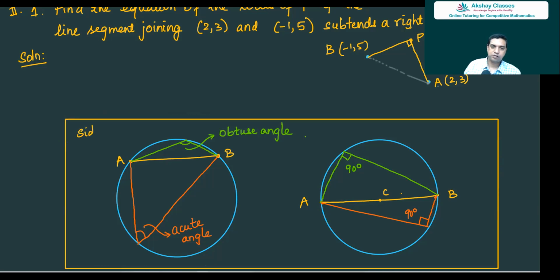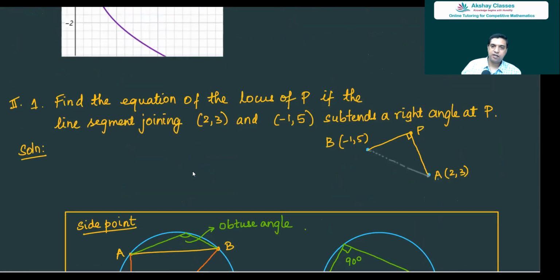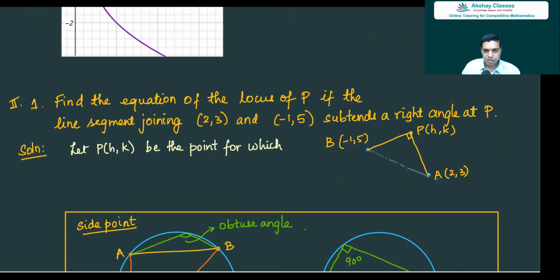This is side point. Okay. Now let P(h, k) be the point for which the equation of the locus of P has to be determined.